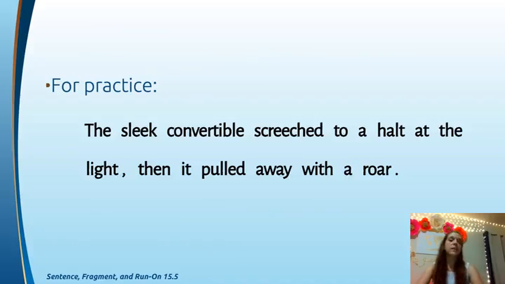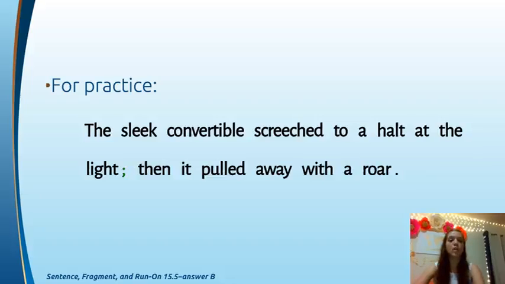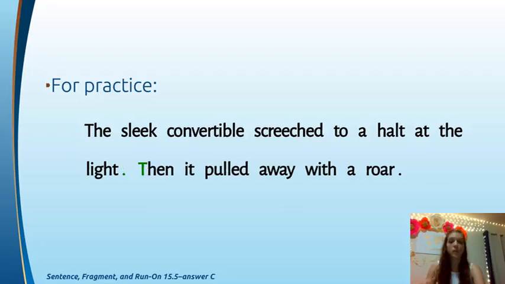Okay, here we go. The sleek convertible screeched to a halt at the light. Then it pulled away with a roar. Two complete sentences only combined by a comma cannot happen like that. So let's see what we can do. Well, you can put a comma with a what? Coordinating conjunction. So you can just say the sleek convertible screeched to a halt at the light and then it pulled away. Or you can do what? You can put a semicolon. You just take out that comma, put a semicolon. You can also put a period with a capital letter. And then here's the last one.